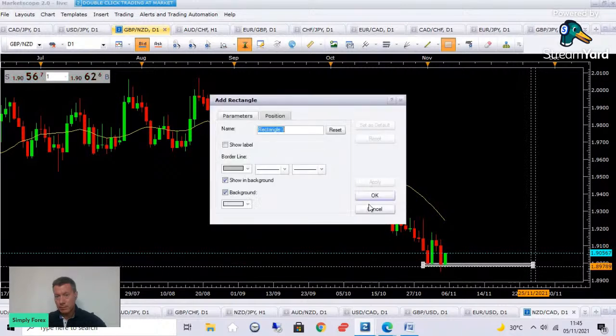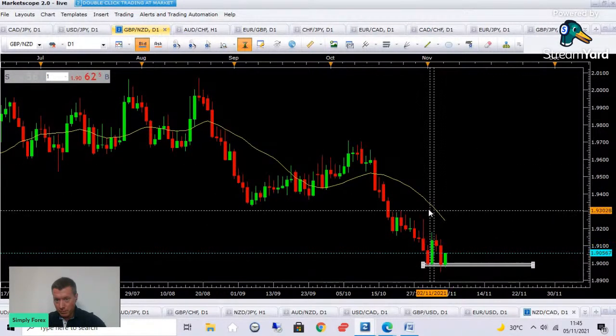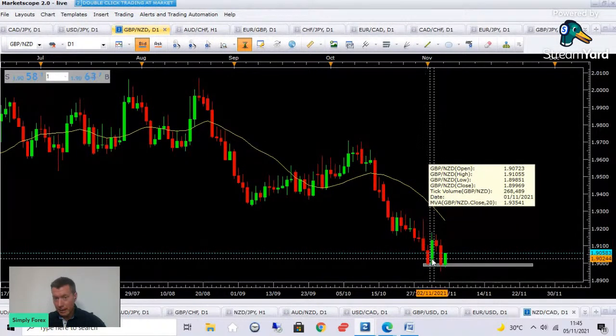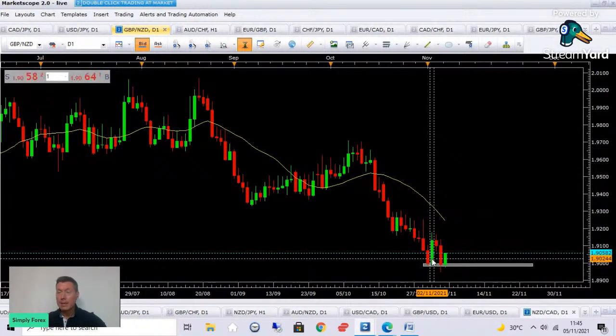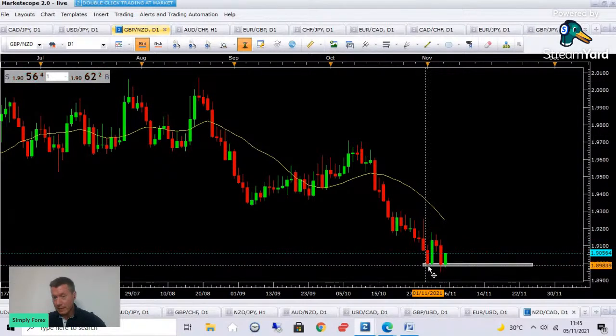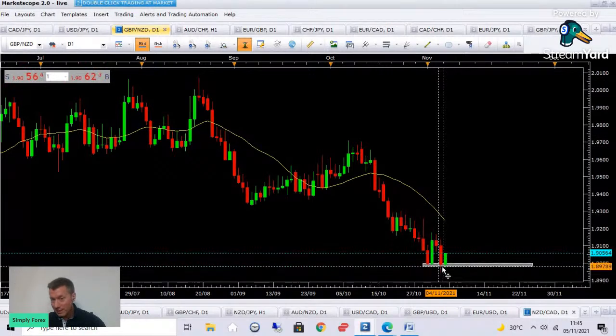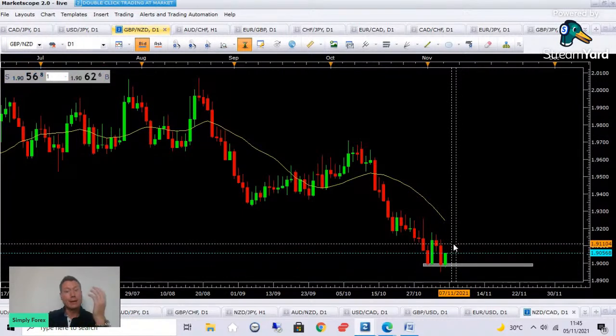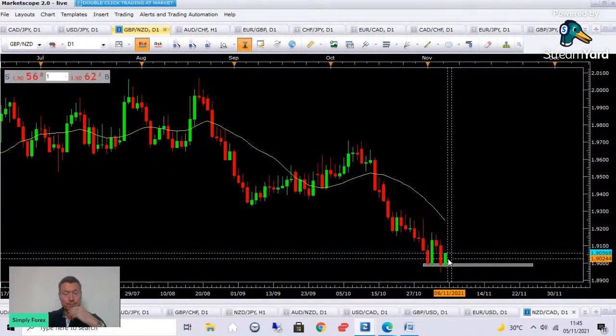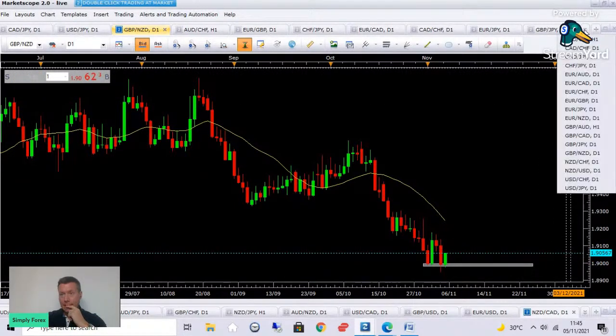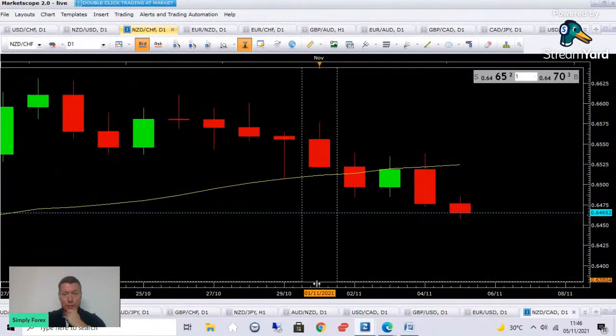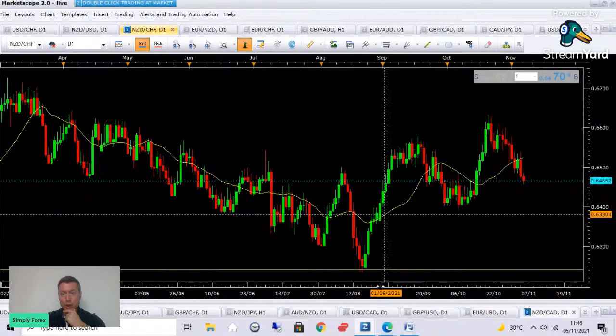the lows from the 1st of November and the 2nd of November, I wouldn't take this, and because it hasn't broke that low, the wick on the candle has stayed into that zone. So again, guys, I wouldn't take that lower, and I definitely wouldn't long this market. So stay out of the pound, New Zealand dollar. Next one, New Zealand dollar against the Swiss franc, the New Zealand against the GBP.